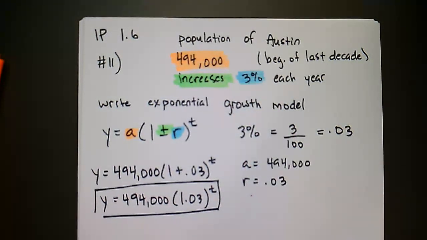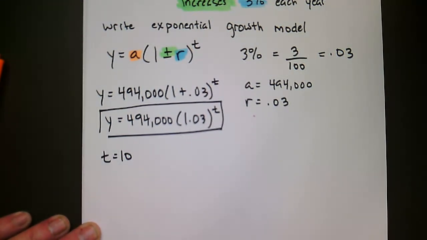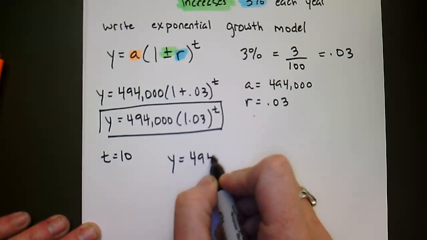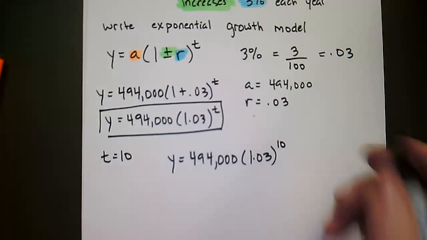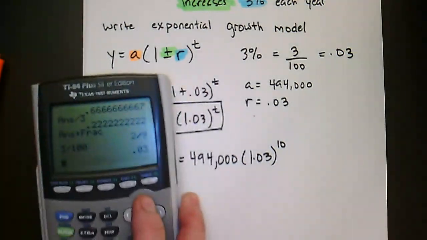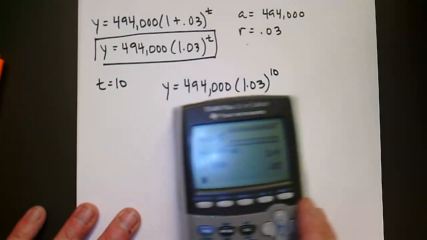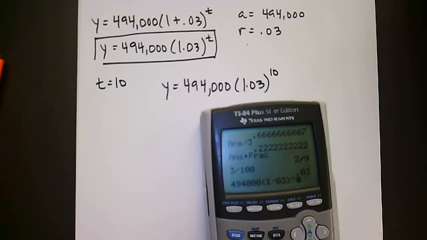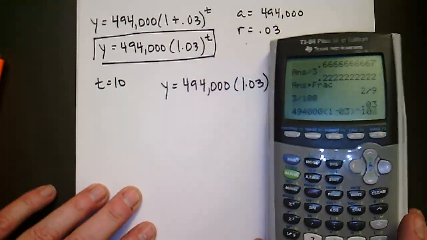What is the exponential growth model that will model the population over time of Austin, beginning with this population and growing 3% each year? Now that we have that, they want to know what the new population is going to be when t equals 10. So we're just going to plug 10 in for t. y equals 494,000 times 1.03, raised to the 10th power. At this point, you have to use the calculator.